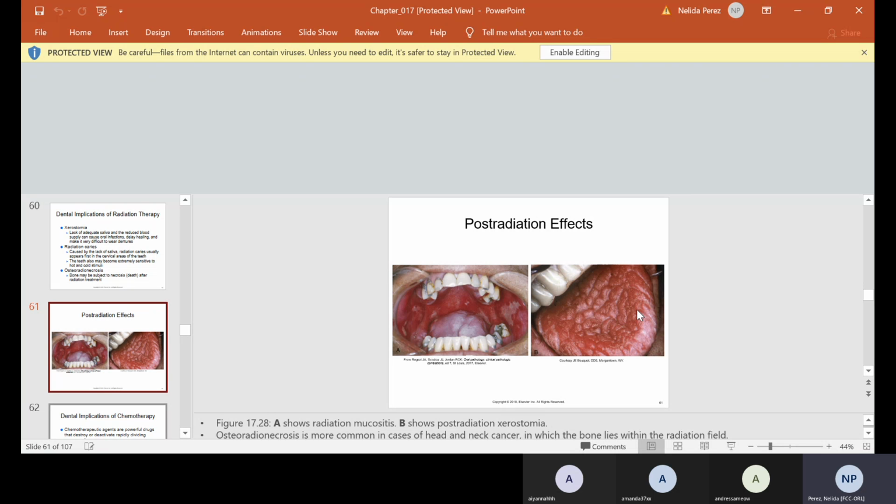And here is a post-radiation effect. Again, the radiation dries up the mouth, so the mouth looks like this. You know, osteoradionecrosis is more common in cases of head and neck cancer in which the bone lies within the radiation field. Letter A, or this side, okay, shows radiation mucositis, and B shows post-radiation xerostomia, where they have the dry mouth.